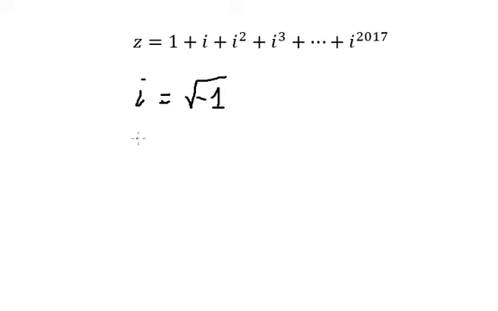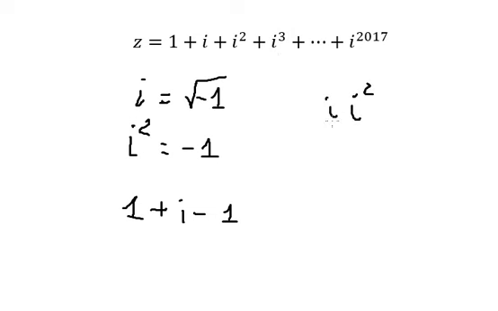So if we put the power 2 in here, then we cancel the square root and we have negative 1. So i squared is negative 1. For i cubed, I multiply by i squared, and we know that this is negative 1, so we have negative i. So this one we change to negative i. And we can see that this one with this one, they cancel: i minus i, they cancel.